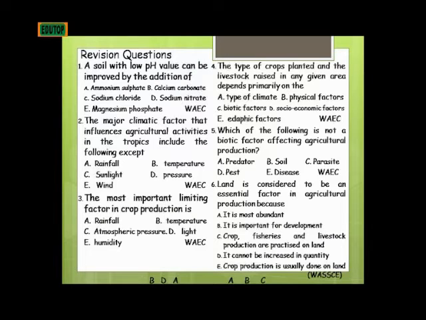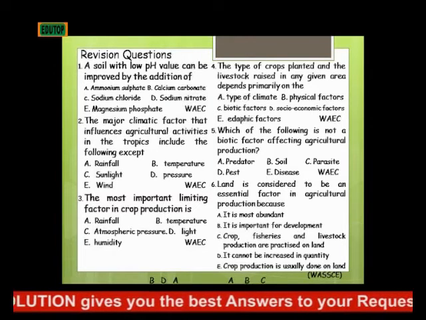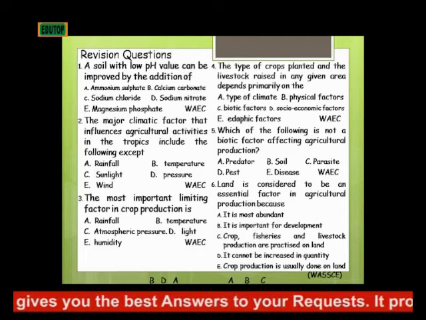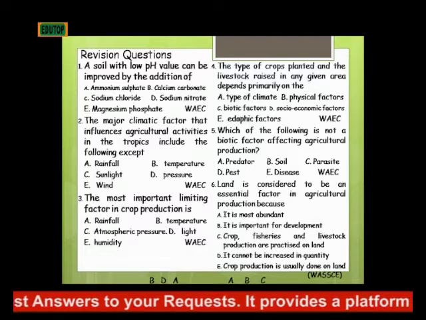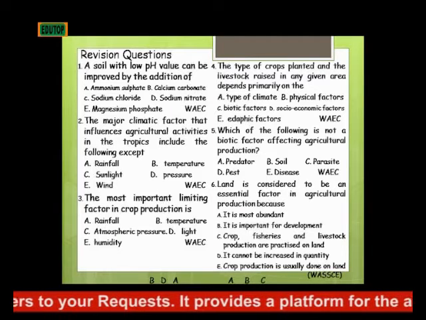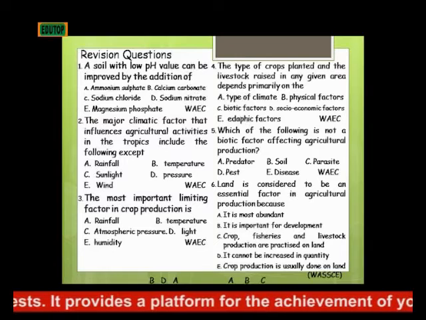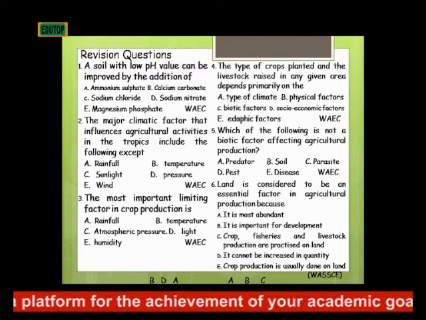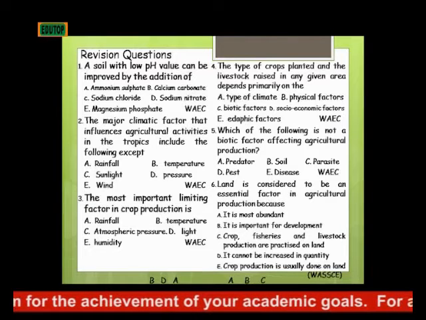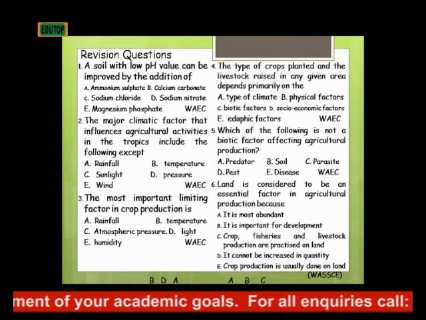Now we'll be looking at some revision questions. The first question says that a soil with low pH value can be improved by the addition of A. Ammonium sulfate, B. Calcium carbonate, C. Sodium chloride, D. Sodium nitrate, E. Magnesium sulfate. Our answer is B, which is calcium carbonate.